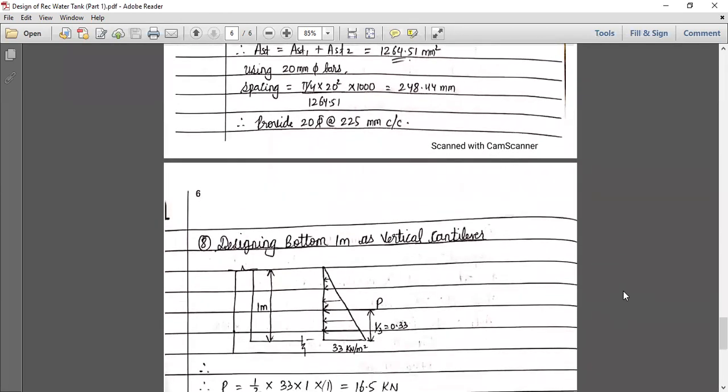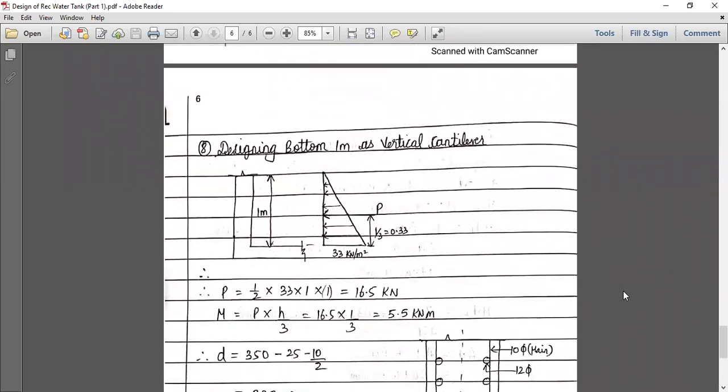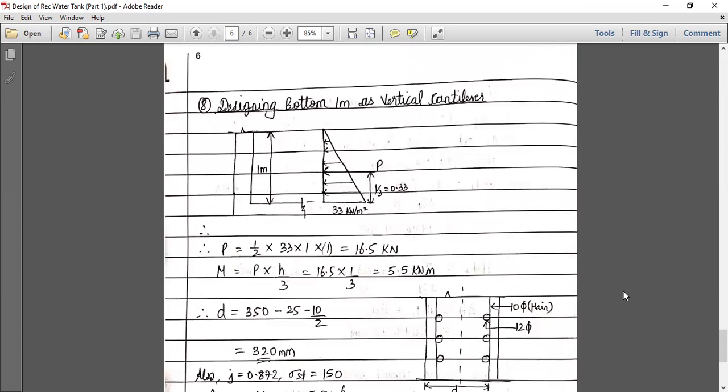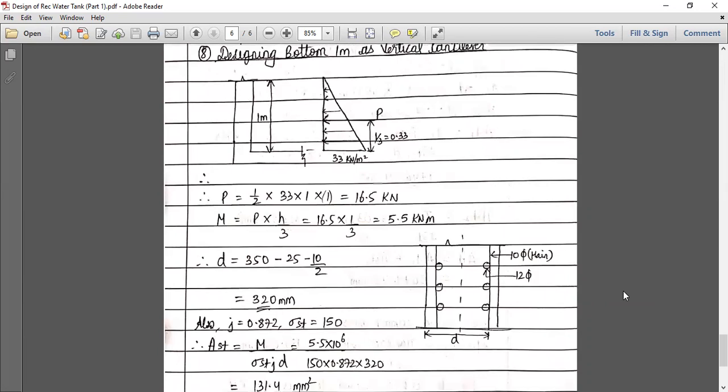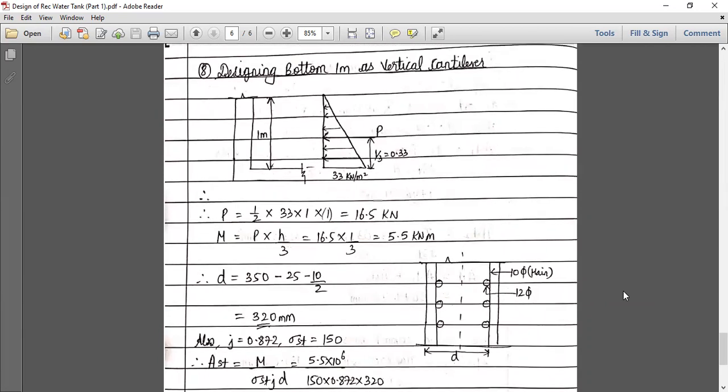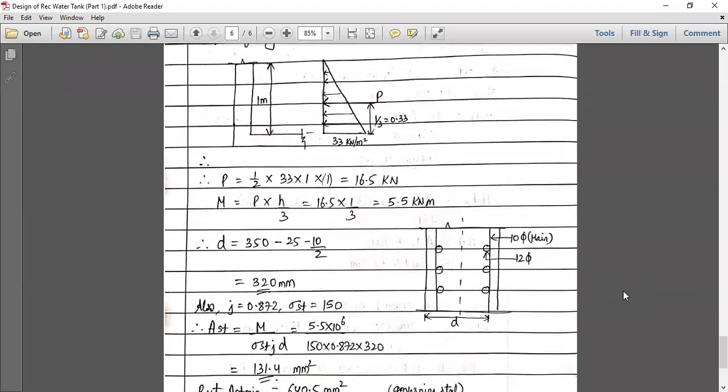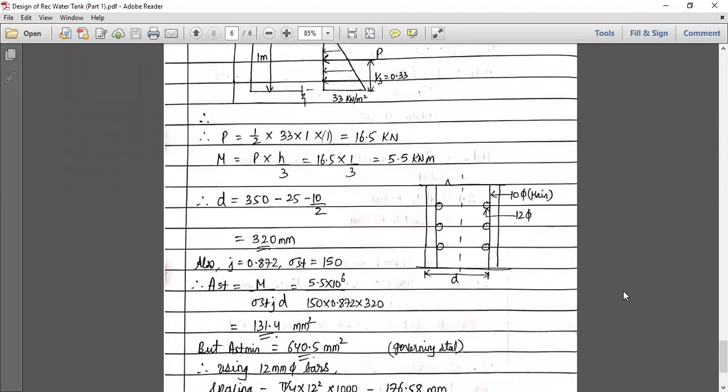Okay. So now let us design the bottom 1 meter as vertical cantilever. Quickly give me the values of the moment and the steel. ठीक है, मोमेंट कितना आ रहा है और स्टील कितना आ रहा है. If the moment is very less then you can provide the minimum steel. In this case we have calculated, but AST minimum was the governing steel, so you can provide the minimum steel.